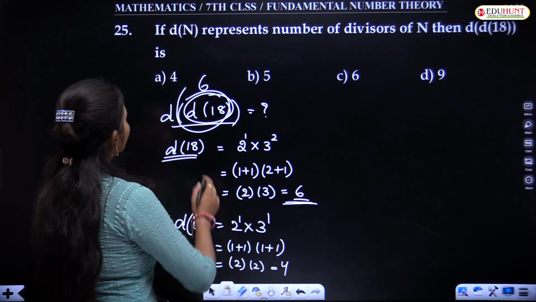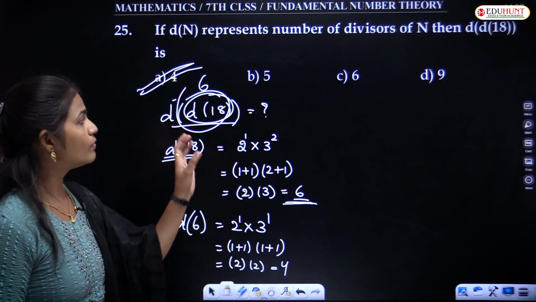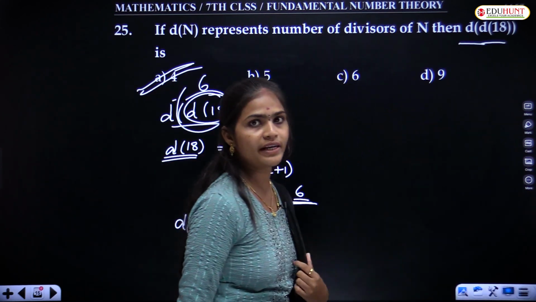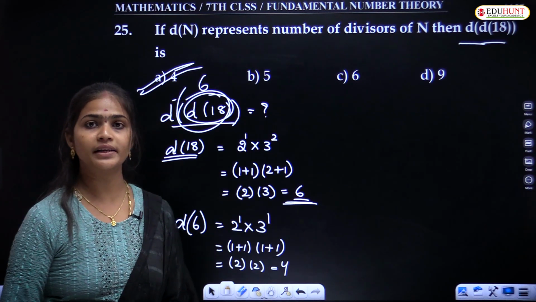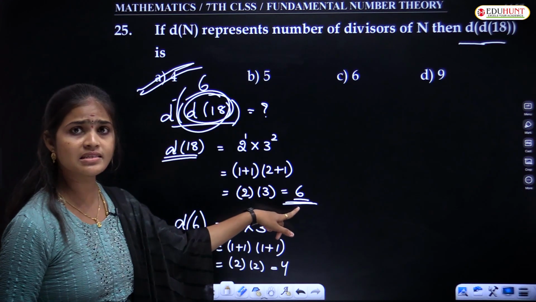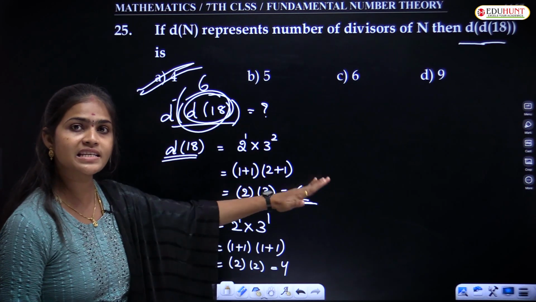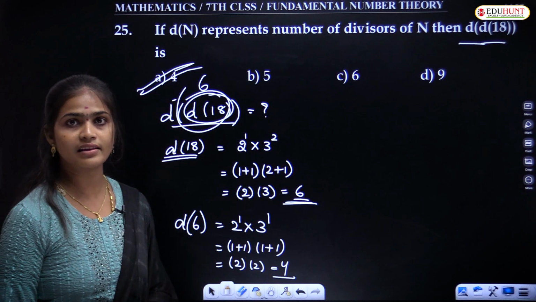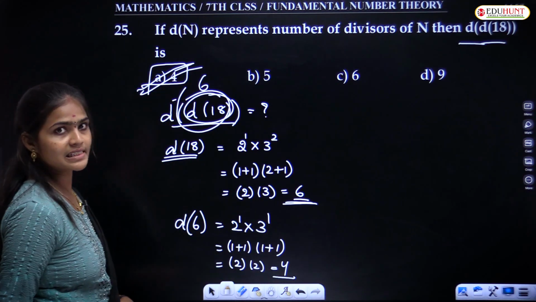So what is that option? Option A is correct here. Okay, once again see that question. Here they are asking the number of divisors of 18. Okay, first we need to find the number of divisors of 18. To that 18, how many divisors are there? 6 divisors are there. Now, the number of divisors of 6 we need to find out. So here we finally got 4 divisors. Okay, so which option is correct? That is option A.